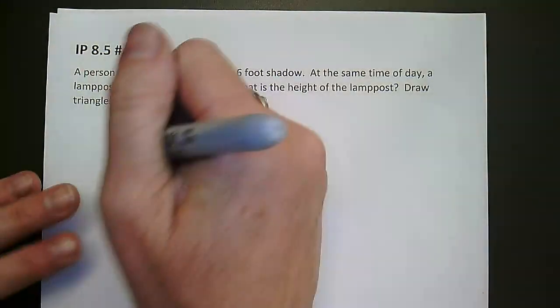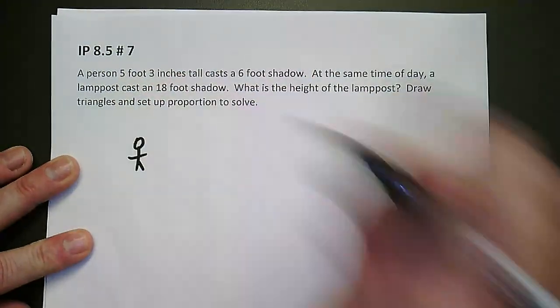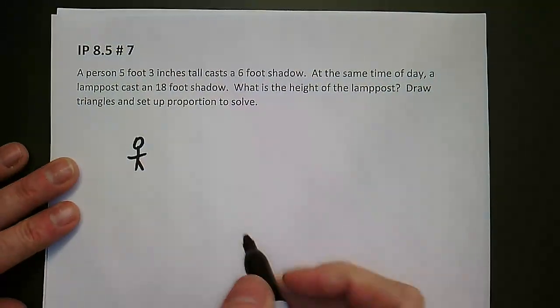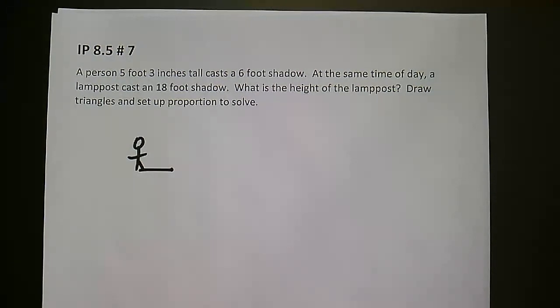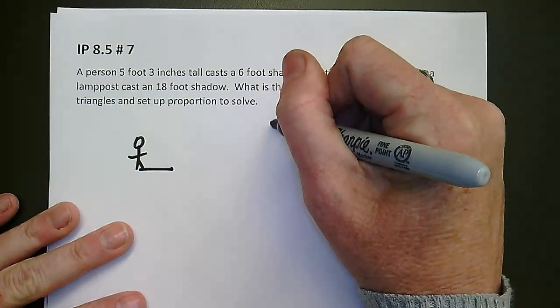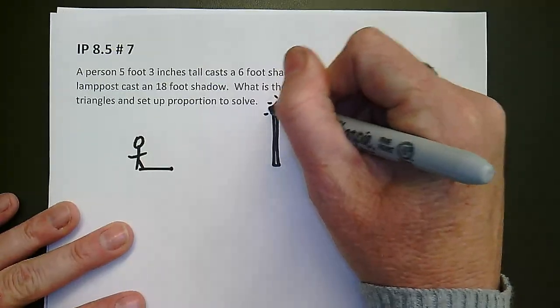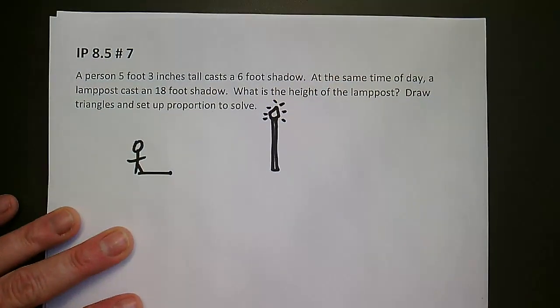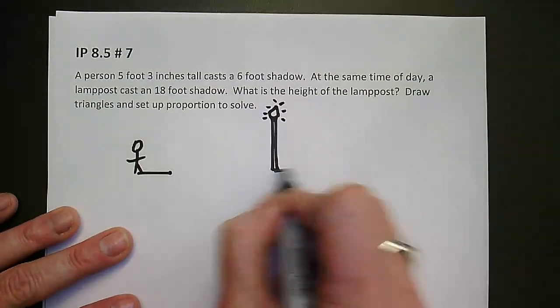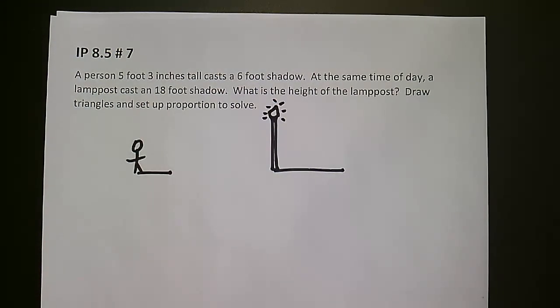Okay, so let's say we've got a person. It's my amazing drawing. They are 5'3" and they have a shadow going this direction. We also have a lamppost. It's supposed to be lit up, and it is casting a shadow as well. And so that actually is the beginnings of a right triangle.